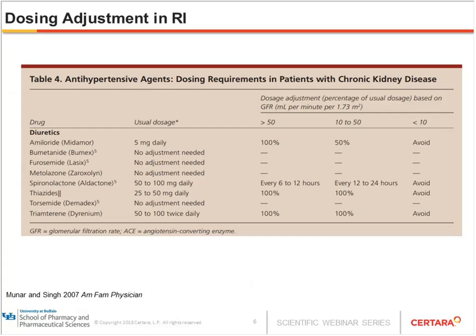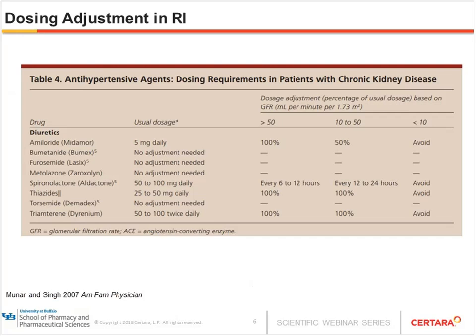Now, in this population, in renal impairment, there are some dosing adjustments that are necessary for certain compounds. This table is from a 2007 publication. It looked at many different types of compounds. Here, I'm just showing an excerpt of diuretics. And this table has different dose adjustments that may be required.